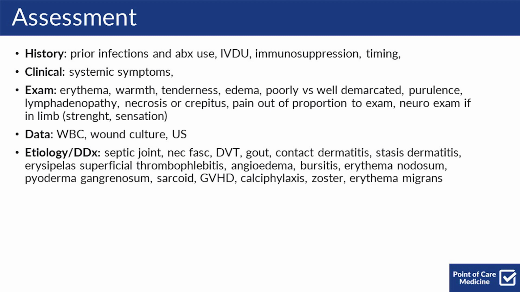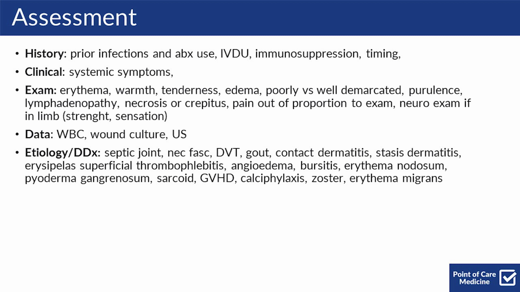As an assessment, take all that prior history into account, including infections, antibiotic use, IV drug use, immunosuppression, and the timing. Think about their systemic symptoms. Look on exam for erythema, warmth, tenderness, edema, whether it's poorly versus well demarcated, if there's purulence, lymphadenopathy, necrosis or crepitus, pain out of proportion to your exam, and your neuroexam of the limb, looking for strength and sensation. Data you should be looking for include a white count, sending wound cultures if you're concerned about a resistant organism, and an ultrasound to assess for an underlying abscess.